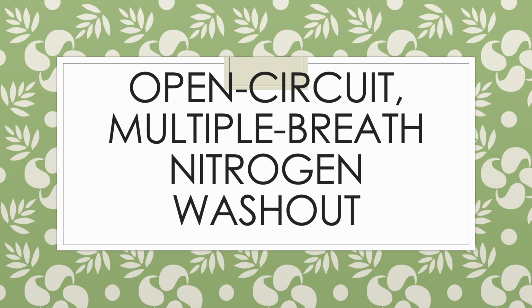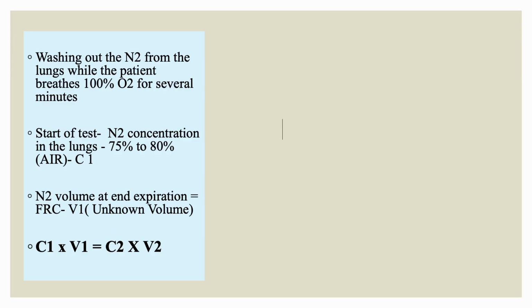The next test that we do is the open circuit multiple breath nitrogen washout technique. Here it is a washout. So we are trying to wash out the nitrogen from the lungs, and this patient is breathing 100% oxygen. So we know when we start with the test, the oxygen concentration is usually that of the atmosphere, 75 to 80%. That's the known C1.